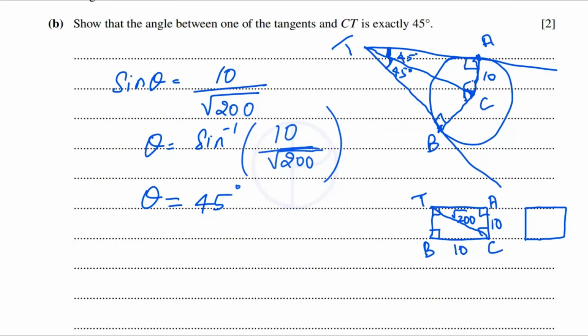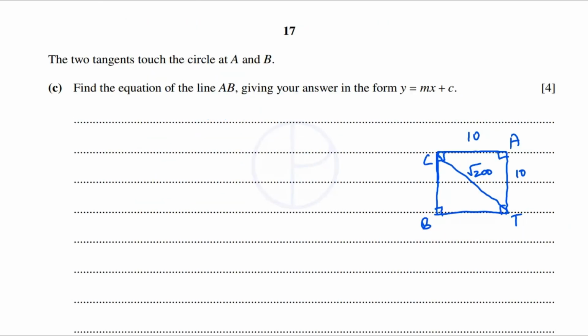If AC is 10, then BT is also 10. And BC is 10, then TA is also 10. All four sides are equal, so this is going to be a square. Now TACB is a square, then CT and AB are diagonals. In a square, the diagonals are perpendicular. So the gradient of AB multiplied by the gradient of CT is equal to -1.